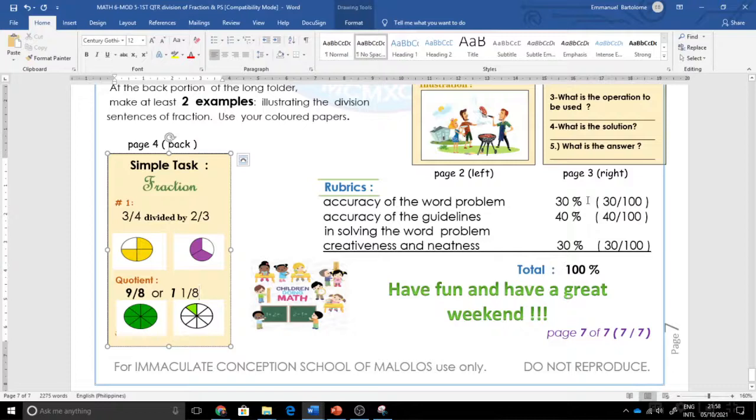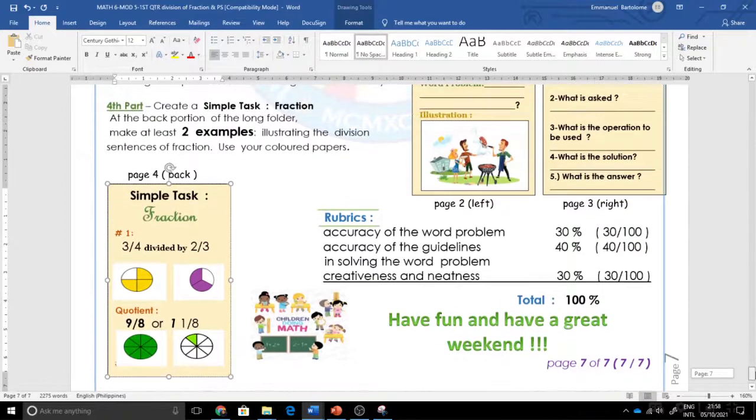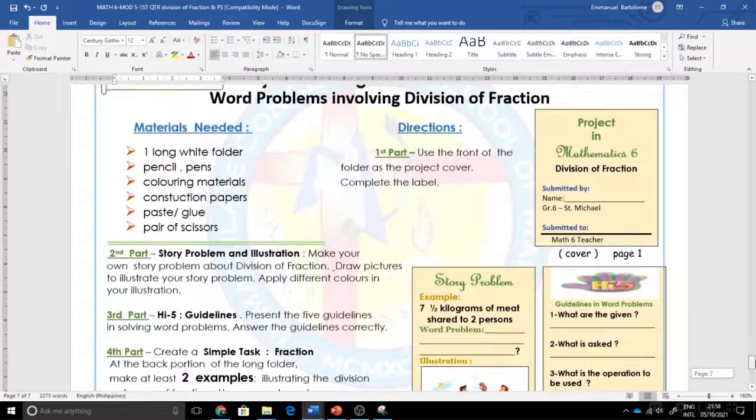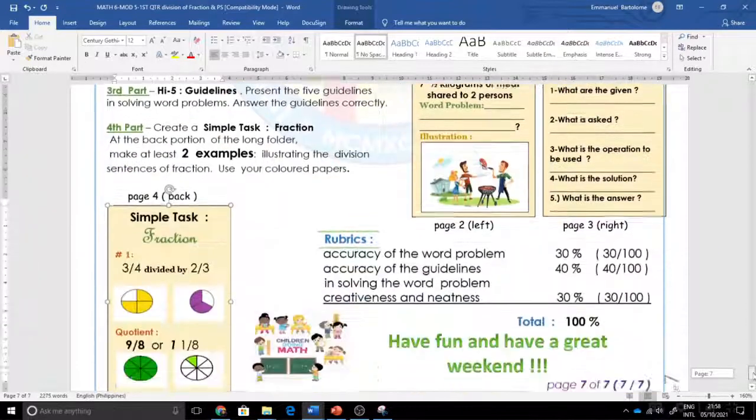So for the rubrics, 30% yung word problem, accuracy and guidelines 40 in solving the word problem, and creativeness and neatness of your work. So you will submit it during the submission of your module.